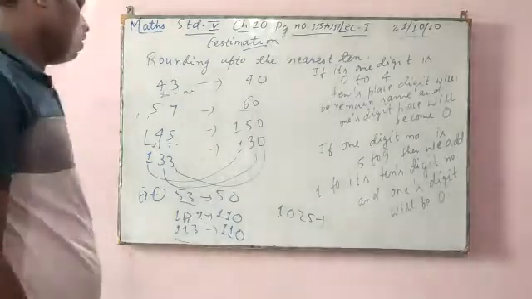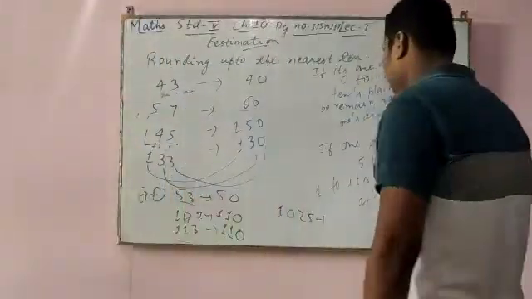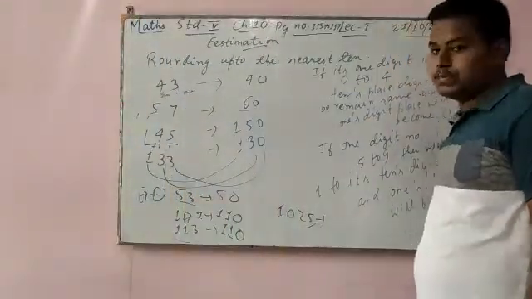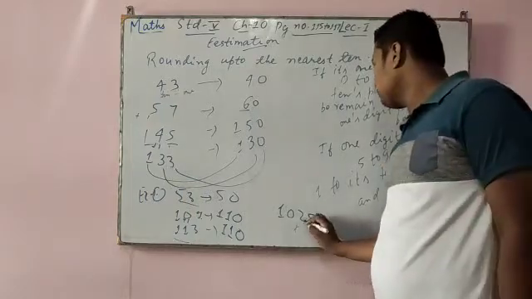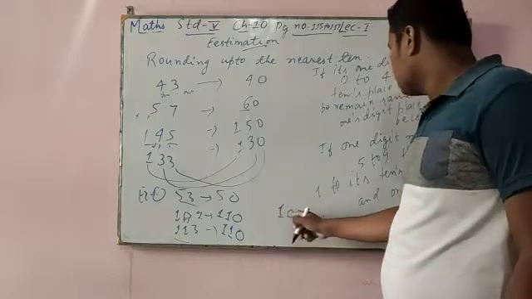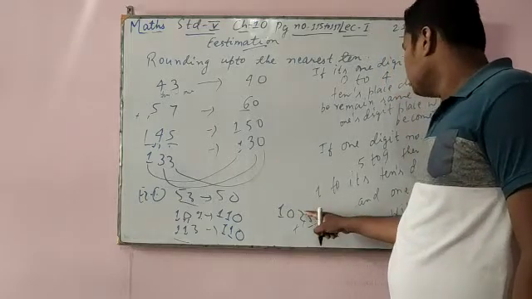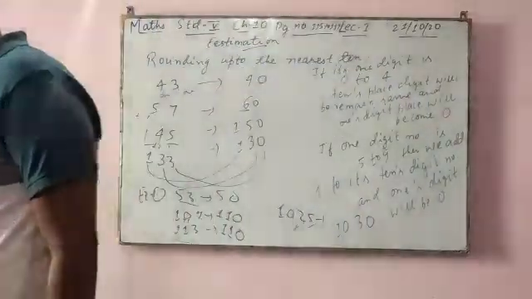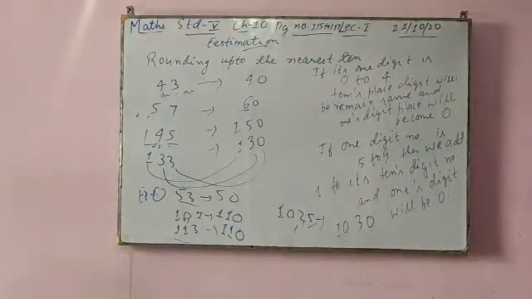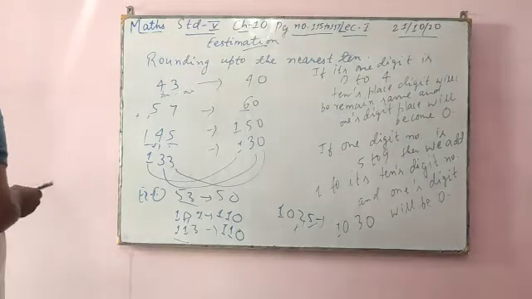Come to this number, 1025. The one's digit place number is 5. So what will we do? We will add 1 to its tens digit. So this 1 0 will remain the same, 2 plus 1 is 3, and 5 will become 0. So 1025 will become 1030. Okay, nothing to do, only have to estimate.